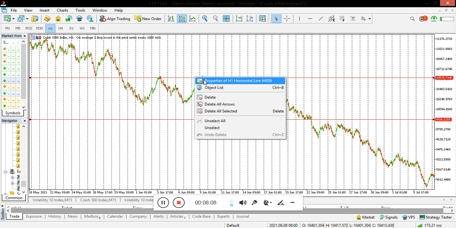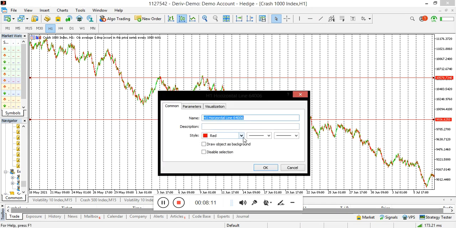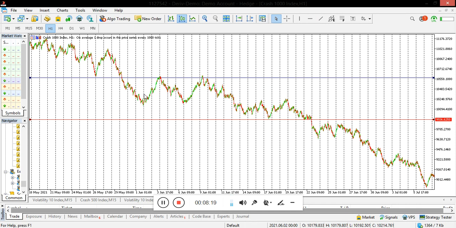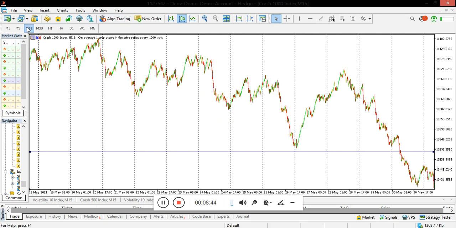Let me change the color of this one. Draw at background. Now here it was broken out. It came to retest this area, then down it goes. It came to retest again, down it goes. But here it was a support. After acting as a support, it broke out. After breaking it, it went down a little bit, then up it goes.